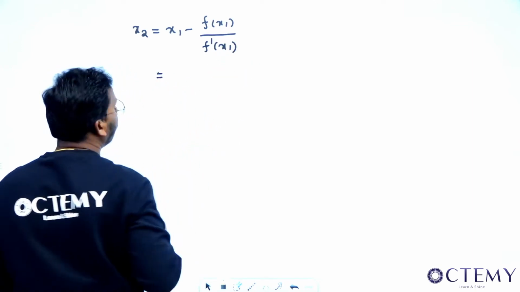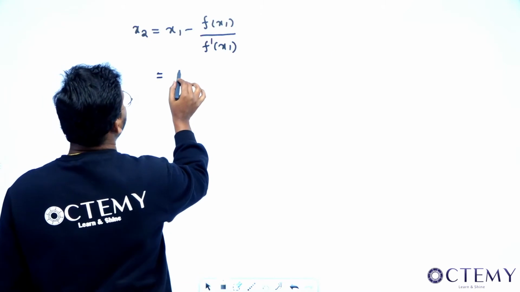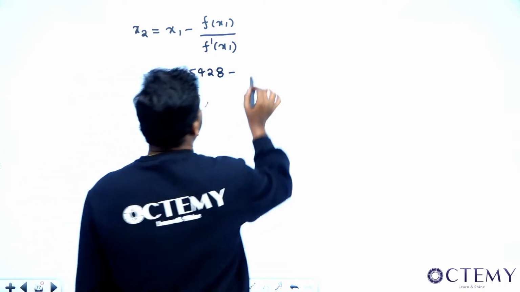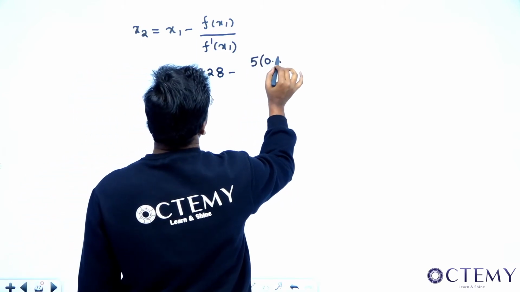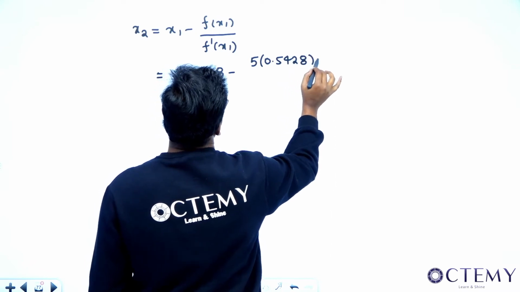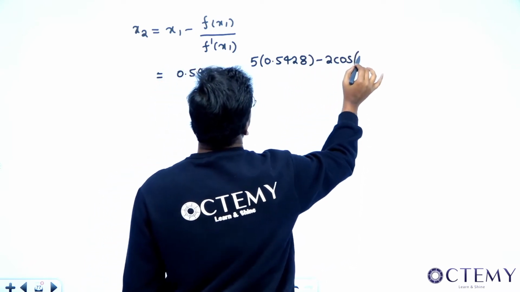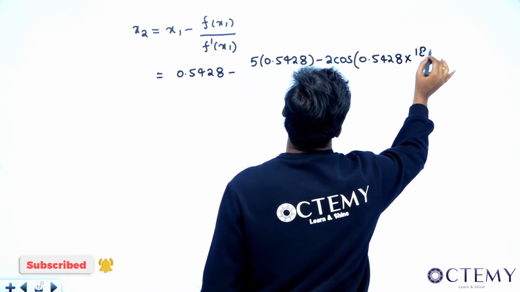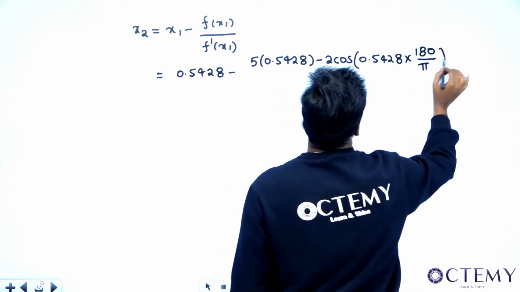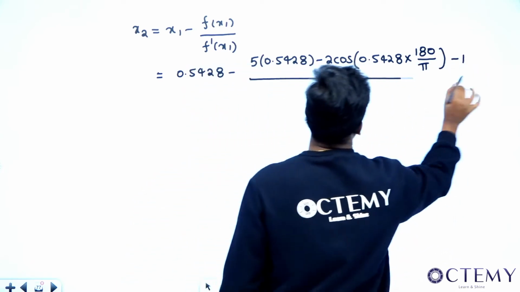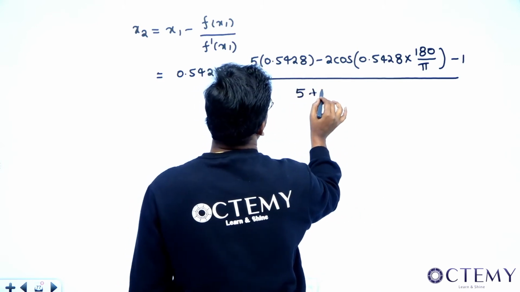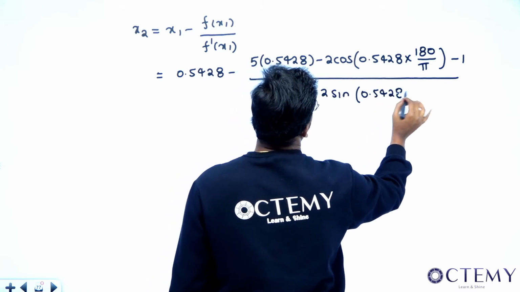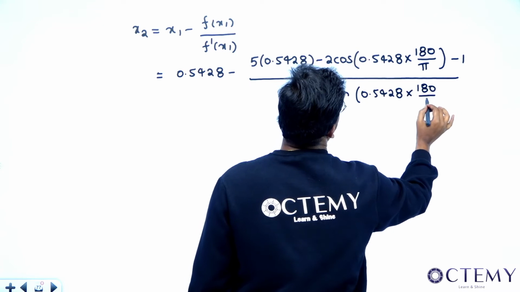So what is the x1 you got? The x1 is 0.5428. So 0.5428 minus 5 into 0.5428 minus 2 cos 0.5428 into 180 divided by pi, minus 1, whole divided by 5 plus 2 times sine 0.5428 into 180 divided by pi.